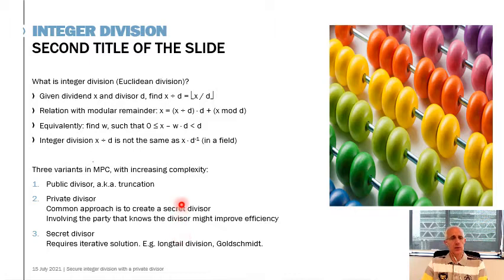And in between is a private divisor. So the divisor is known to only one party, and it's not public knowledge. The basic approach has always been to create a secret divisor, so make a secret sharing of it, and then perform a secret division. But as we will see, it's much more efficient to use a separate protocol for this.